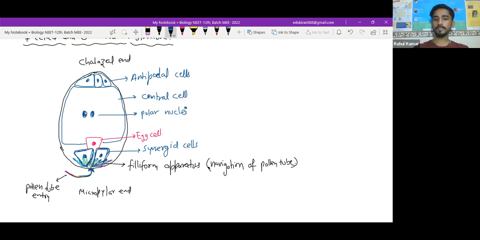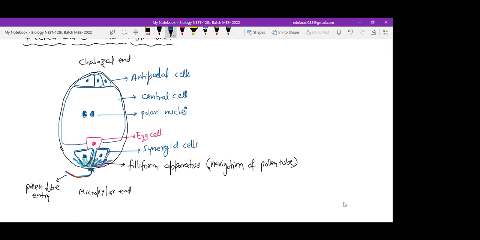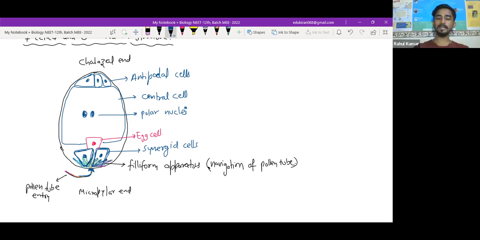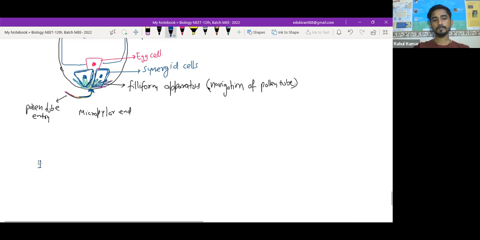Where can you find 3 egg cells? How many egg cells are there? Clearly 1. So clearly the first male nucleus will go and fuse with the egg cell, right?